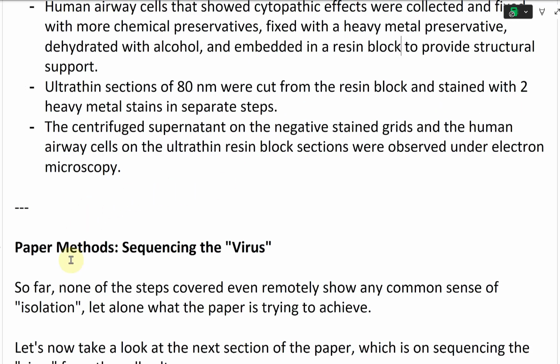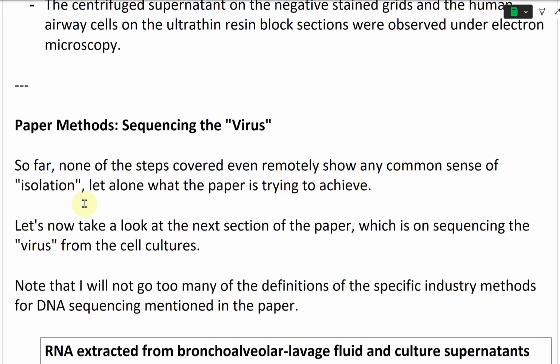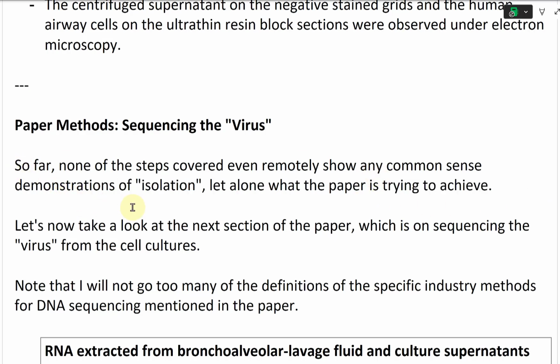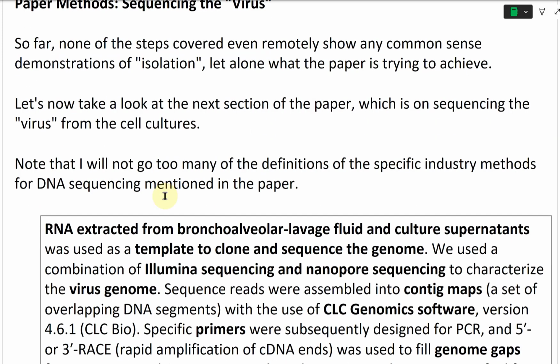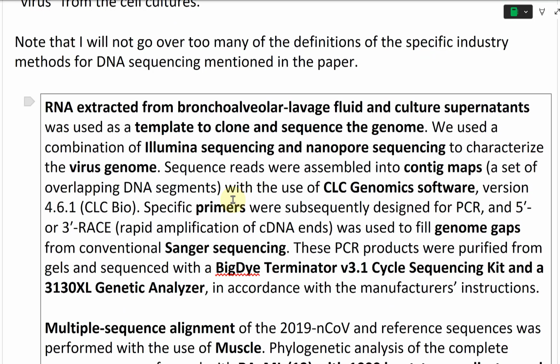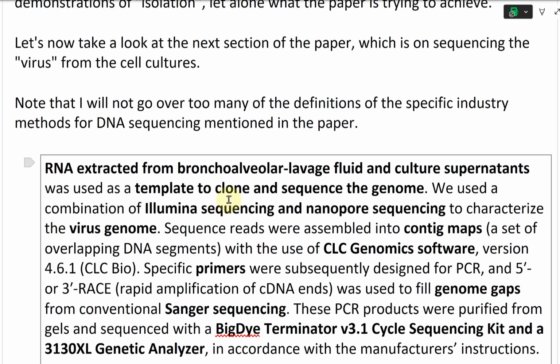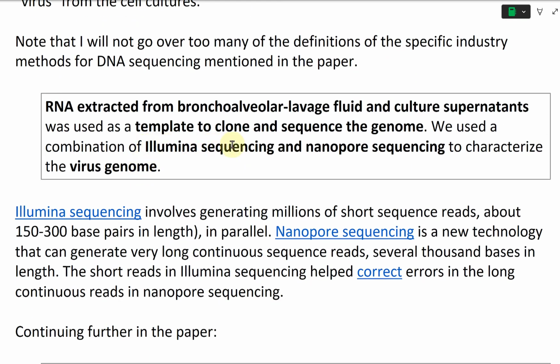So now the next part of the paper's methods was on sequencing the "virus," and then we'll show you the images later and the results and so on. So far, none of the steps covered even remotely show any common sense demonstrations of "isolation," let alone what the paper is trying to achieve. Let's now take a look at the next section of the paper, which is on sequencing the "virus" from the cell cultures. Note that I will not go over too many of the definitions of the specific industry methods for DNA sequencing mentioned in the paper, because again, I'm more focused on the physical isolation and so on.